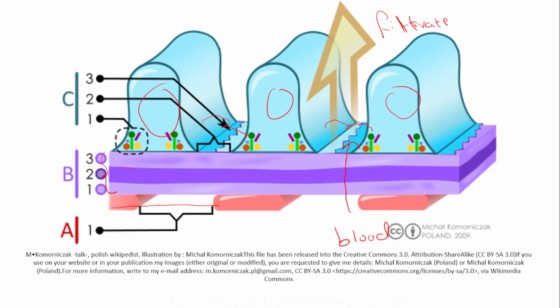What happens in the minimal change disease is that the foot processes of the podocytes here and here are damaged, so the filtration slits would be bigger than normal. So they would pass larger molecules that normally don't pass, like the proteins. So we would have proteins here in the filtrate, and this would lead to proteinuria and nephrotic syndrome.